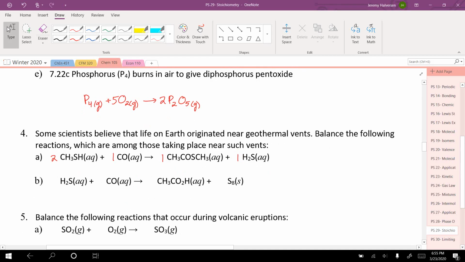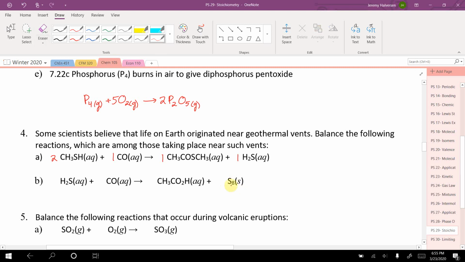And now the second one, 2 hydrogens, 4 hydrogens. I'm going to put a 2 there. And if that was a 1, we'll see if we need to change it later. Okay, and then, oh, you know what? We're definitely going to have to change it. Let's get rid of those because we have this S8.